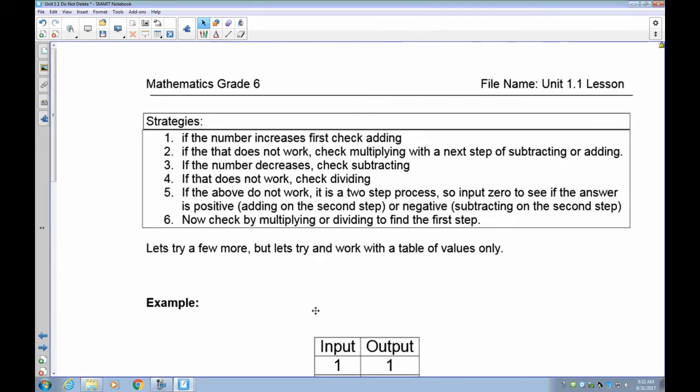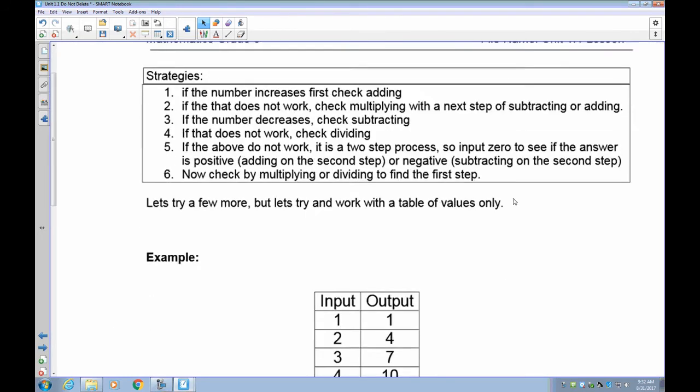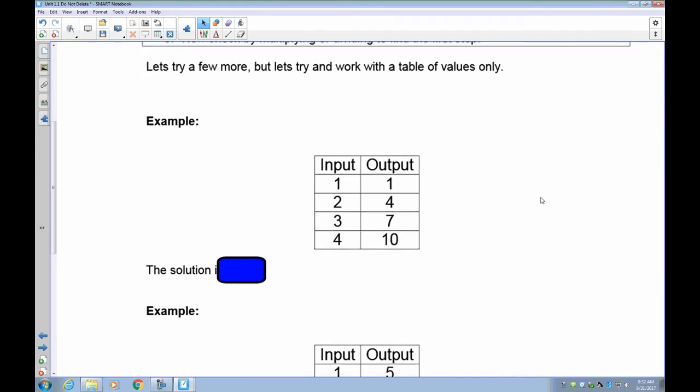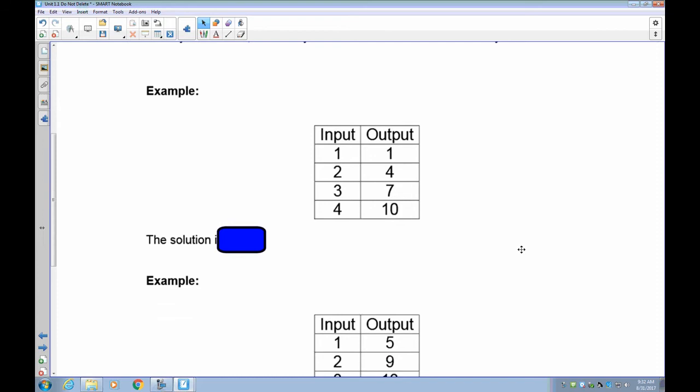All right, let's try another one. Okay, this is just basically telling you the same thing I just did. So let's see if you can figure this out without me helping you. I want you to try it first. So pause the recording and see if you can figure out this one here.